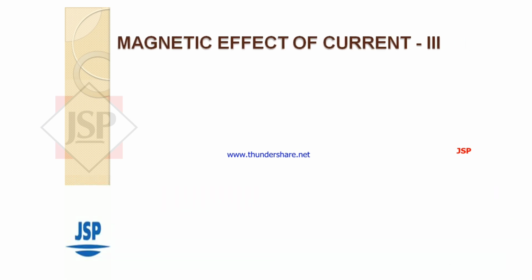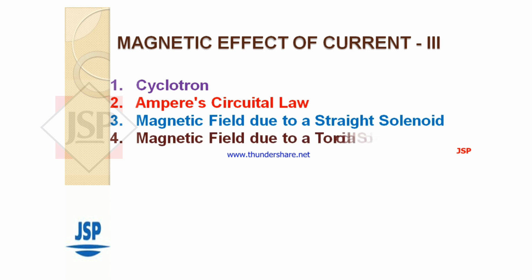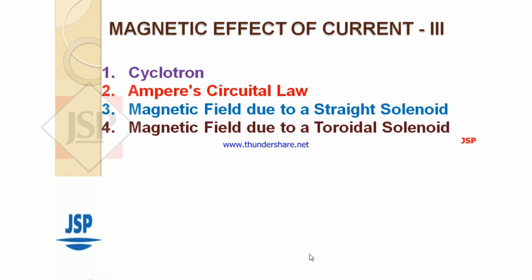Today I am going to explain the magnetic effect of electric current, third part. In that, first one is the cyclotron, second is Ampere's circuital law, third is the magnetic field due to a straight solenoid, and fourth is the magnetic field due to a toroidal solenoid.